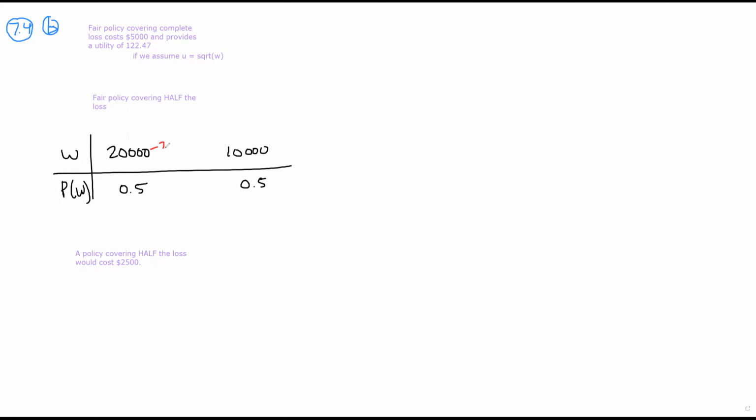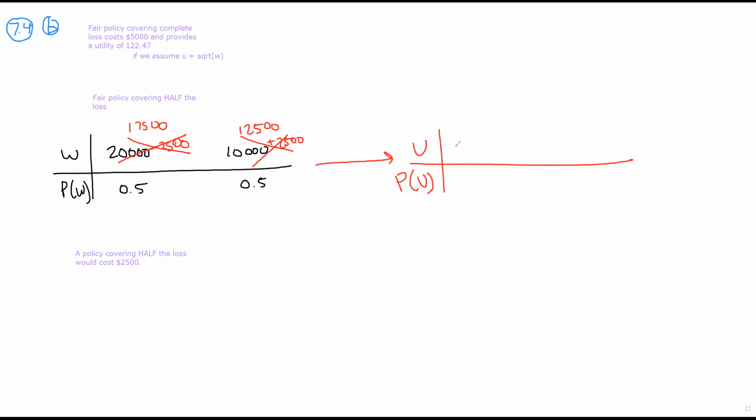So this is going to be minus $2,500, but this is going to be plus $2,500. So we get a new number of 17,500 and 12,500. Let's go ahead and convert this to a utility table. So this is square root of 17,500, 132.29. And then we'll do square root of 12,500, 111.8.